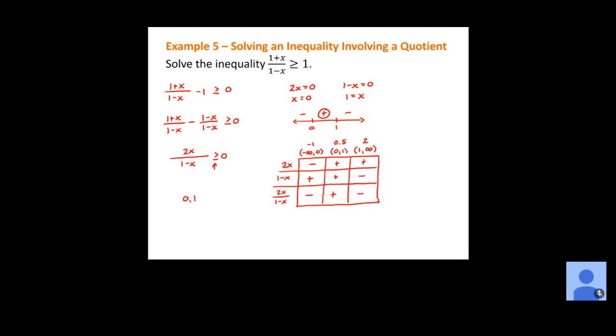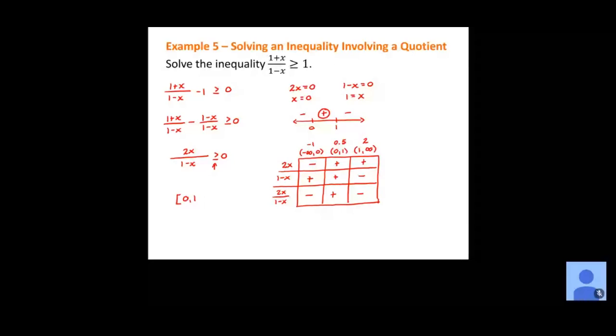And now we have to determine, are we going to use brackets or parentheses? Now, with this one, we have to be very careful. If I use 0 and I plug that in, I'm going to get 2 times 0 in the numerator. 0 over 1 is going to give us 0. That's equal to 0. 0 is perfectly fine. I'm going to include it.